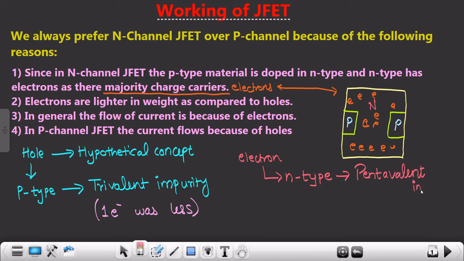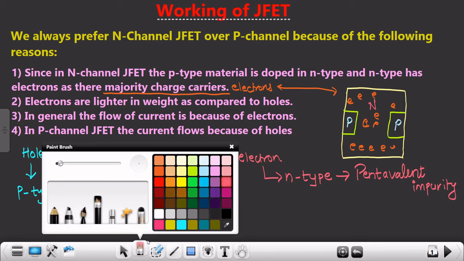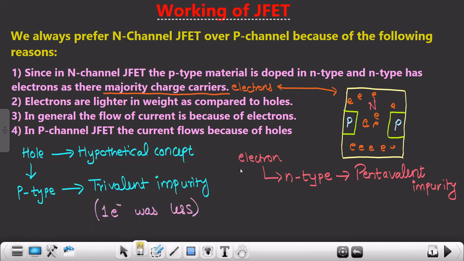So if you could remember, we were getting one electron more. Okay, so like the silicon atom was sharing the 4 covalent bond with its neighboring atom, but at the same time we were getting one more extra electron. Okay, so if you could recall that particular concept, we were getting one electron extra. Okay, one electron more in case of n-type.